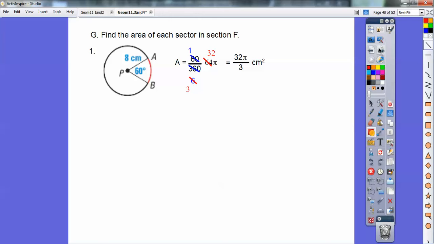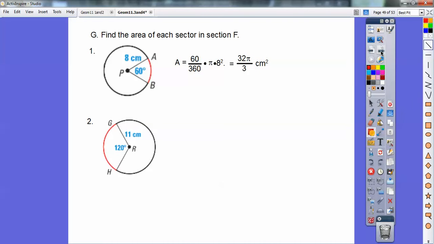And I forgot to convert that to a decimal, you guys, but you just do 32 times 3.14 divided by 3, and whatever that is, it's area, so we're finding area. Area is always in square units. One more. Let's finish that last one up. You got this guy right here.